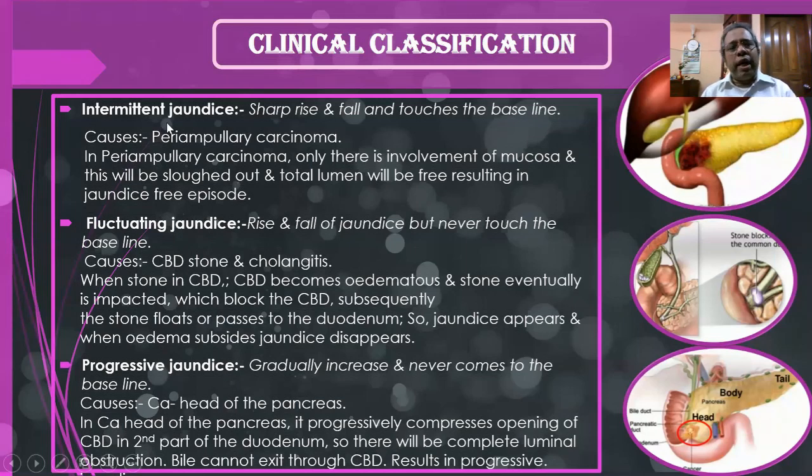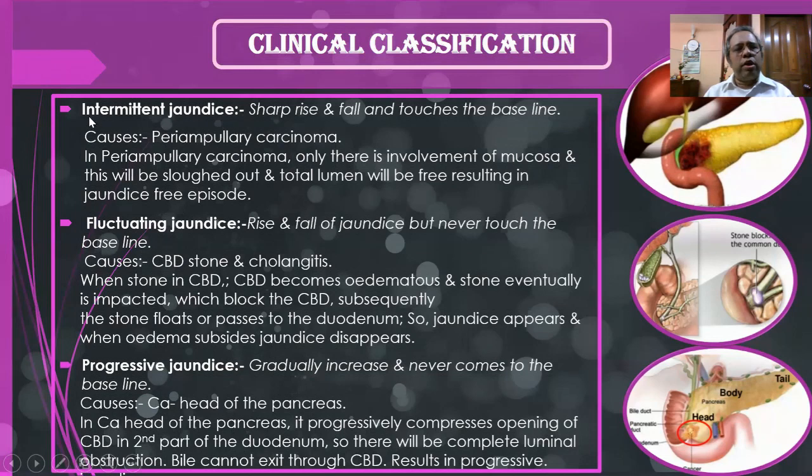So if the patient has intermittent jaundice, that means the patient has a sharp rise, then a sharp fall that touches the baseline. Again there is a sharp rise. So sharp rise, fall, again rise, again fall. That nature is called intermittent jaundice.